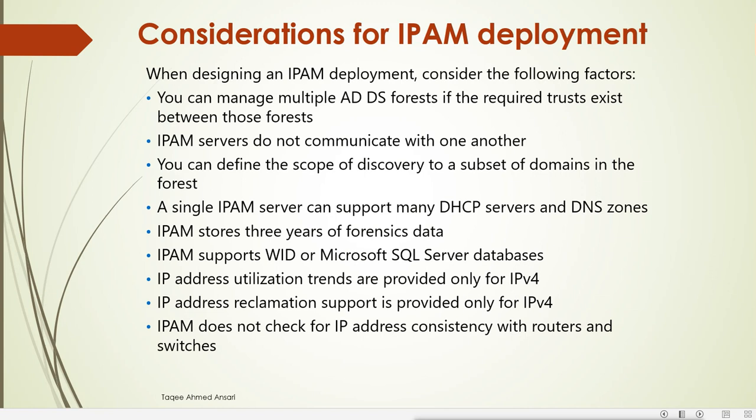Then IPAM servers do not communicate with one another. One IPAM server will not communicate with another IPAM server. It will only connect to the DNS and DHCP servers. You can define the scope of discovery to a subset of domains in the forest. When we configure the IPAM server, we will define the scope for the discovery, that means what we want to discover and where we want to discover all the available DHCP, DNS and IP addresses. A single IPAM server can support many DHCP servers and DNS zones.